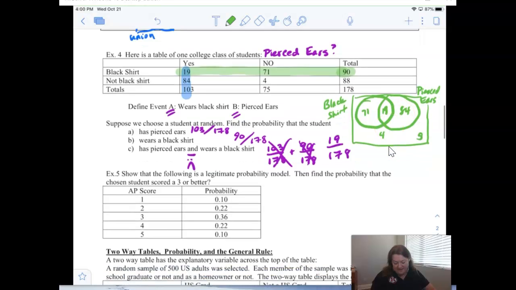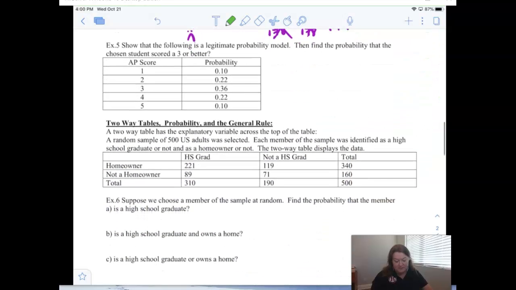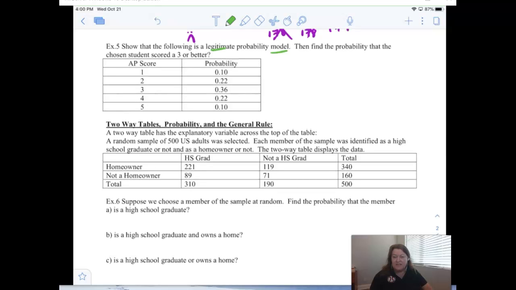Next one, number 5, show that the following is a legitimate probability model. Okay, so that's just making sure it follows the rules. So we're going to first look and make sure all of the probabilities are between 0 and 1. They are. Next thing we're going to do is add them all together and make sure that they add up to 100% or the number 1. They do. So that to me looks like we are good at having a legitimate probability model. Those are usually the 2 things that you're looking at. You're looking to make sure that there is something between 0 and 1, and then you're making sure that the sum is equal to 1.